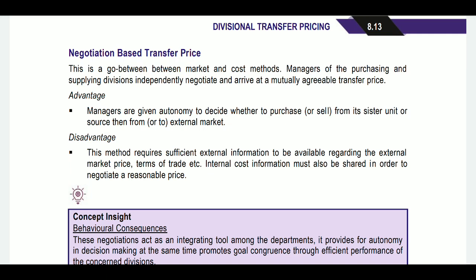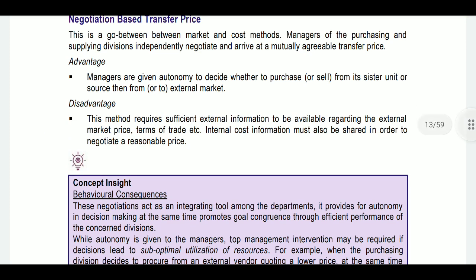Next, the last method, negotiation-based transfer price. Negotiation-based transfer price means it goes between the market and cost methods, where the managers of the purchasing and supplying divisions independently negotiate and arrive at a mutually agreeable price. For example, the buyer says, sir, I will give 10 rupees, and the seller says you will purchase at 15 rupees, and they will come to 13 rupees. That is the negotiation-based transfer price. What is the advantage, what is the disadvantage?